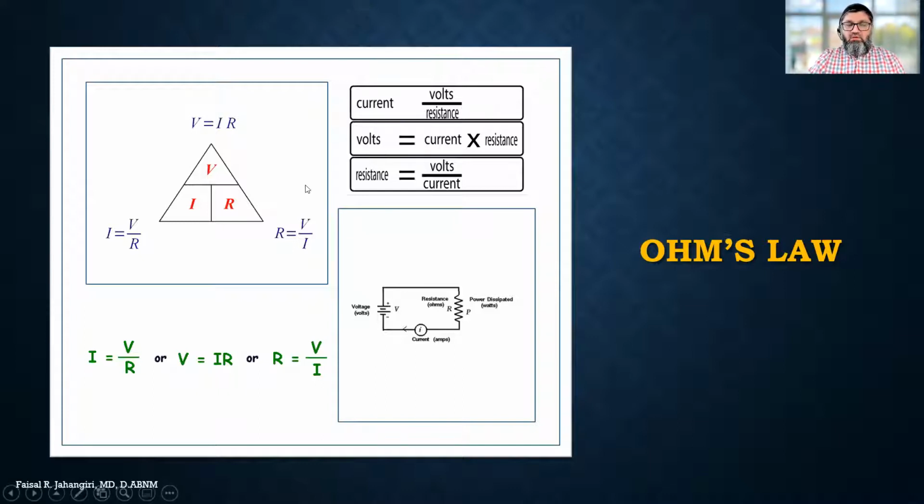If you are using a constant voltage stimulator, you want to keep the voltage constant. So the current will fluctuate depending on the resistance, because voltage is equal to current times resistance. If the resistance is low, the current will be high, and if the resistance is high, the current will be low.